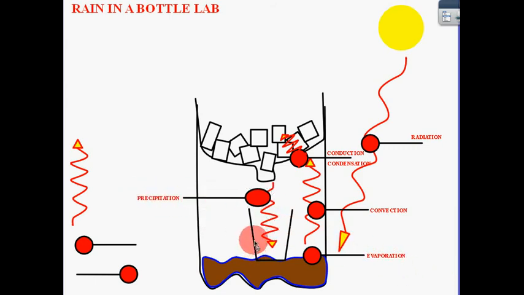So in the end, we've got the radiant energy of the sun warming up the liquid. The liquids change to a gas, rise up because it's warmer, and the cool air is going to drop down through convection. It's going to touch and lose its energy through conduction, and then the gases are going to be changed to a liquid. It'll run down the edge and drop in as rain, called precipitation. Conduction, convection, radiation, and evaporation, condensation, and precipitation. Rain in a bottle.